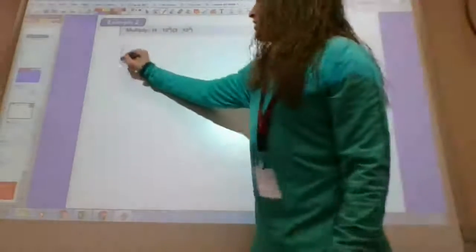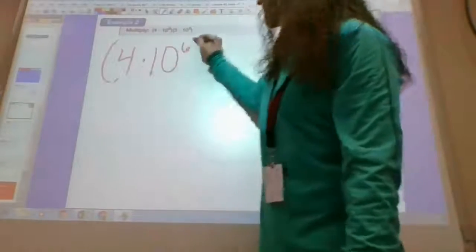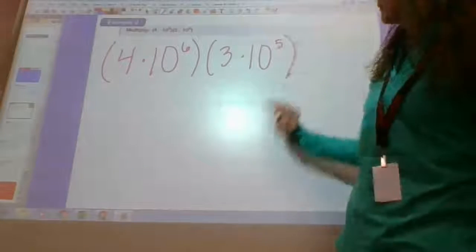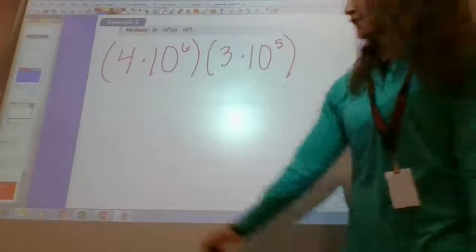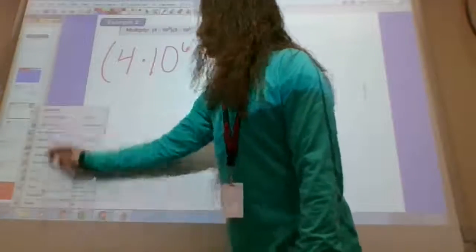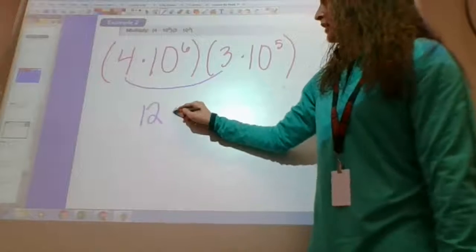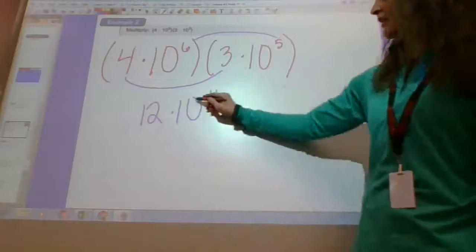Right here, sorry that it's not written a little larger. So you have 4 times 10 to the 6th, and you have 3 times 10 to the 5th. Once again, if we looked at our last slide, the first thing we do is we multiply the numbers in front. So 4 times 3, 12. Then we add our exponents, so 6 plus 5, 11.